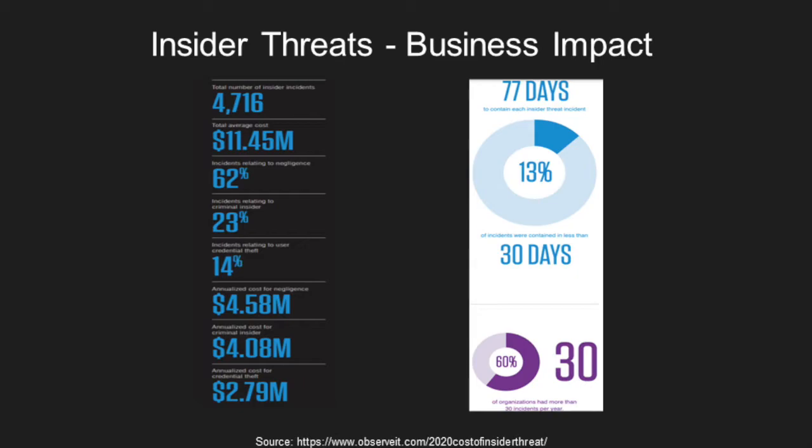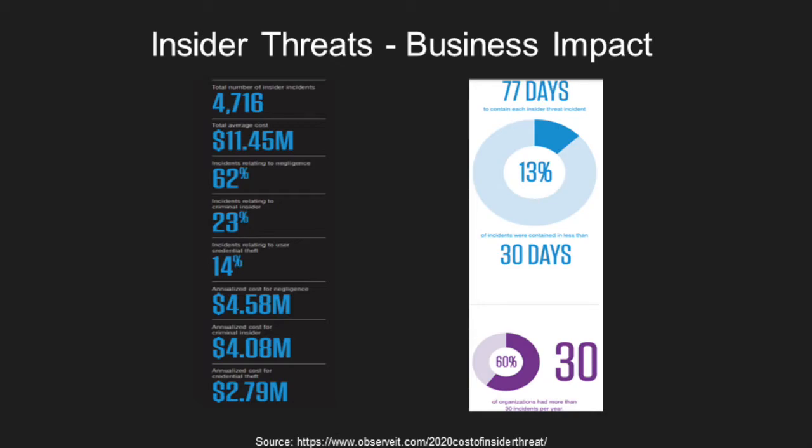In addition, the number of incidents increased by a shocking 47% in just two years, from 2018 to 2020, with a total of 4,716 incidents over a 12-month period across those 204 companies, with an average cost of $11.45 million. Out of those 4,716 incidents, 62% were caused by negligent insiders, 23% by criminal insiders, and 14% by user credential theft.